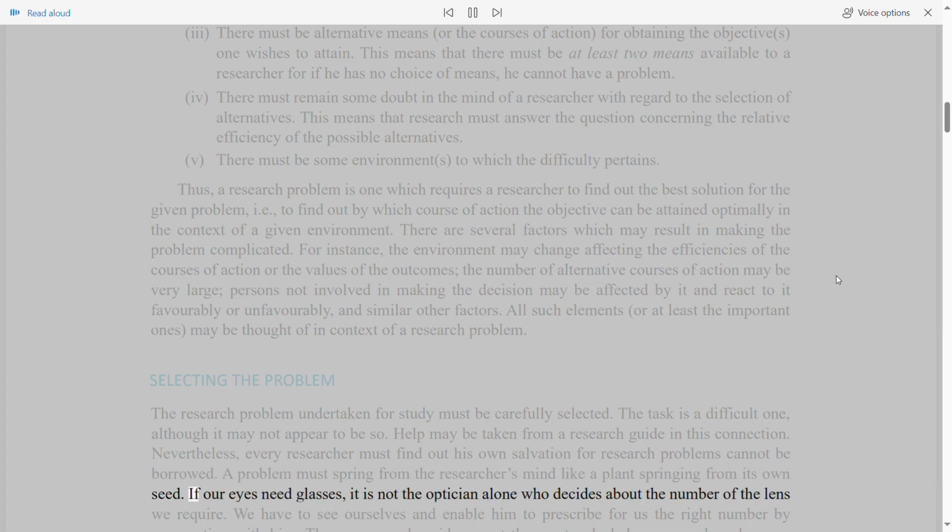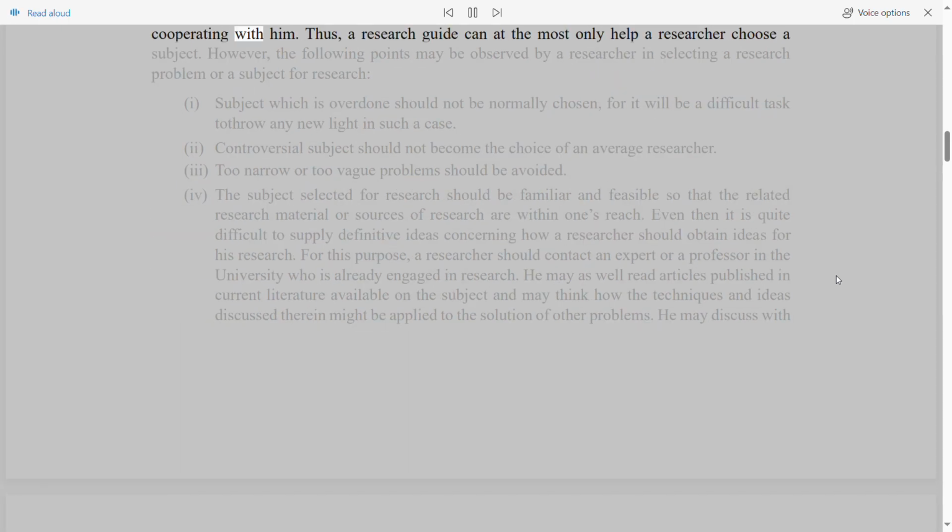If our eyes need glasses, it is not the optician alone who decides about the number of the lens we require. We have to see ourselves and enable him to prescribe for us the right number by cooperating with him. Thus, a research guide can at the most only help a researcher choose a subject. However, the following points may be observed by a researcher in selecting a research problem or a subject for research.